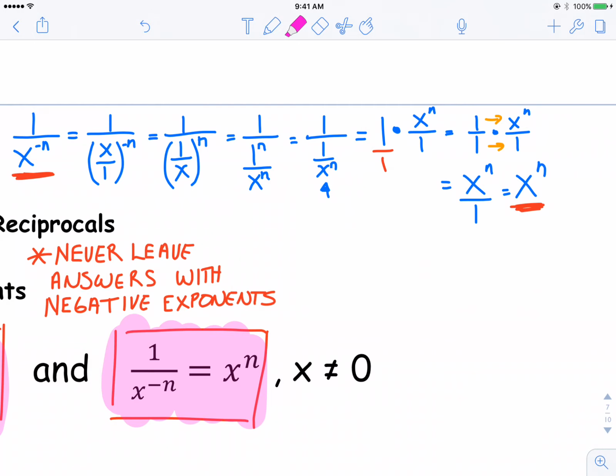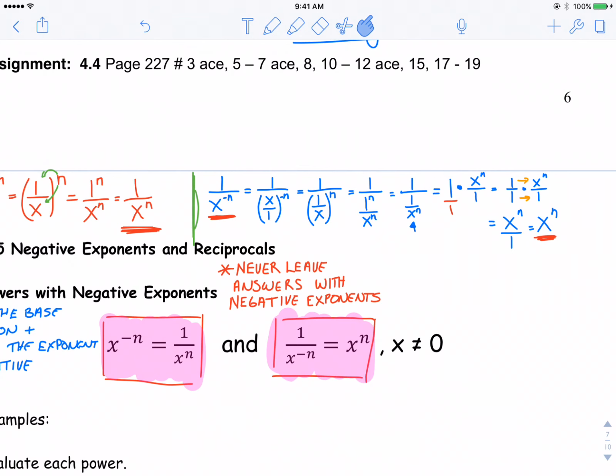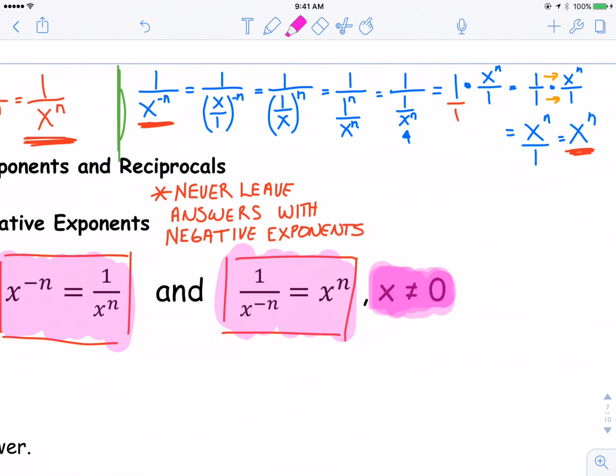So that's just an explanation of the rules. Now this little addition, x cannot equal 0. This extra addition has to be there because x here actually can't equal 0. If that does equal 0, then we're going to have 1 over 0, and we can't divide by 0 because that gives us undefined. So we have to specify that if we are using these rules, well then x can't equal 0. That's the only reason why that's written there.